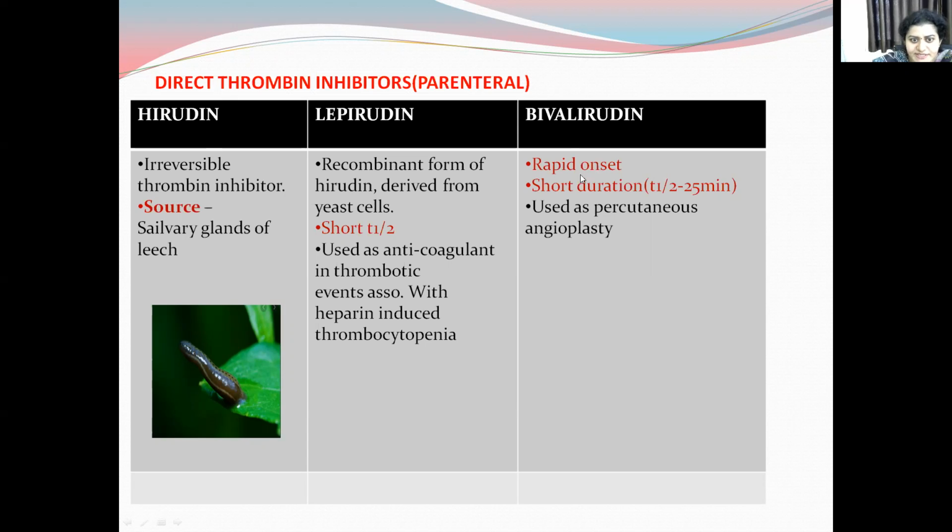Then bivalirudin is a drug having rapid onset and short duration. That is, its half-life is only about 25 minutes. And it is used in percutaneous angioplasty.